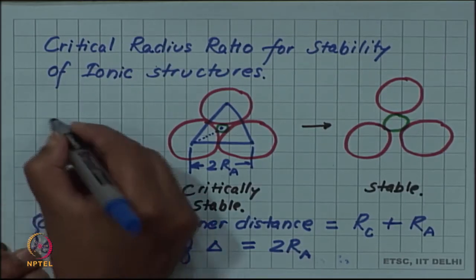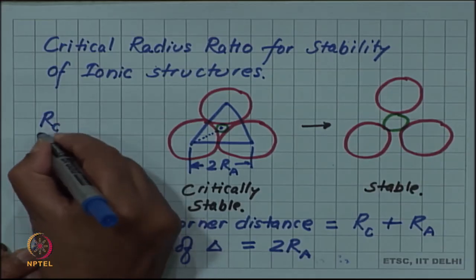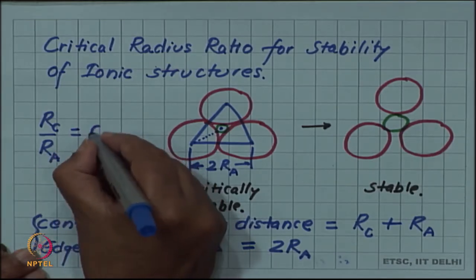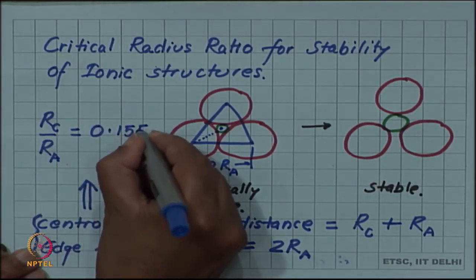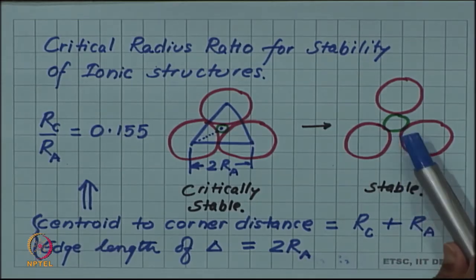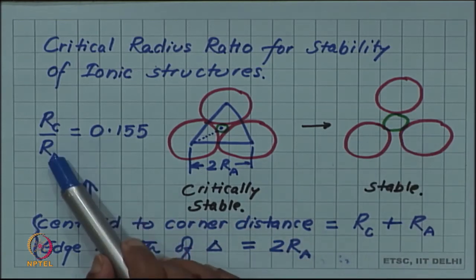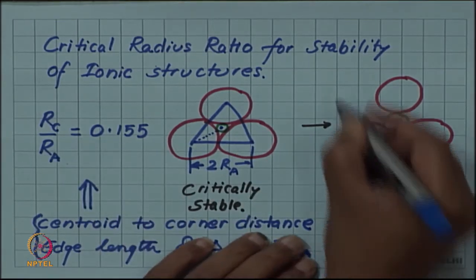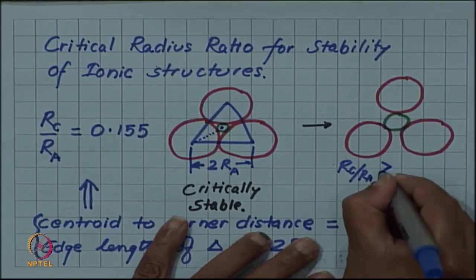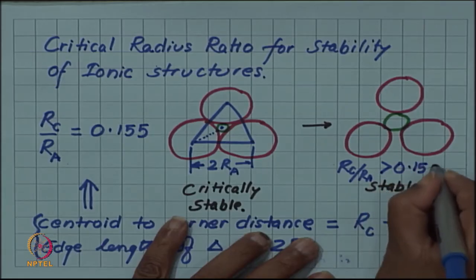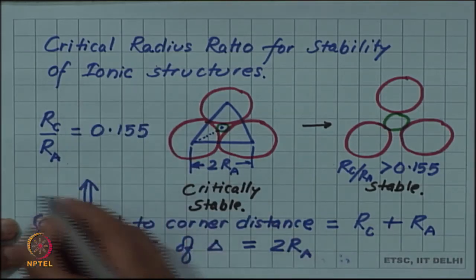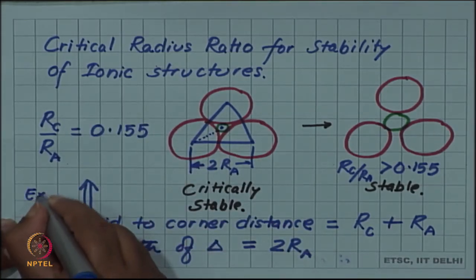If you do that, what you will find is that R C by R A for this critically stable structure comes out to be 0.155, which means for a stable structure we will need R C by R A to be greater than 0.155. So, please do this as an exercise, a simple geometrical exercise.